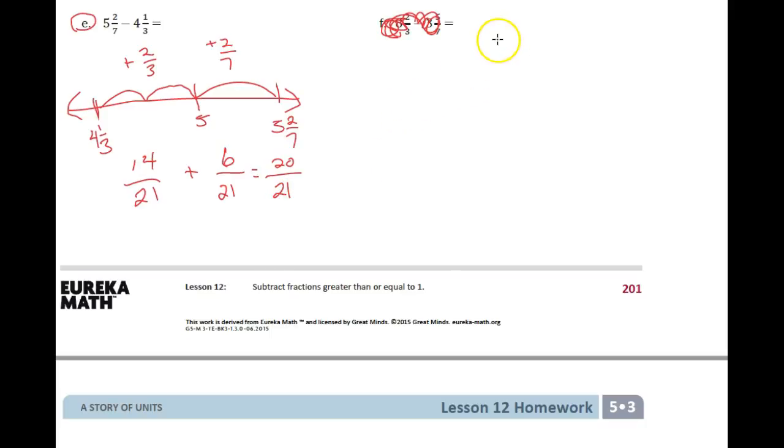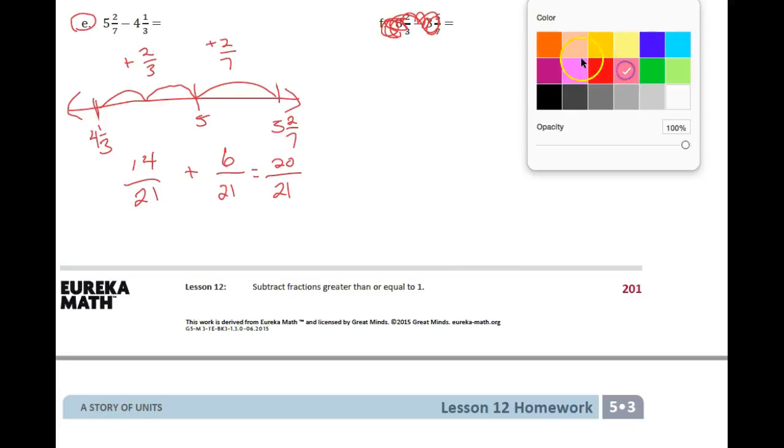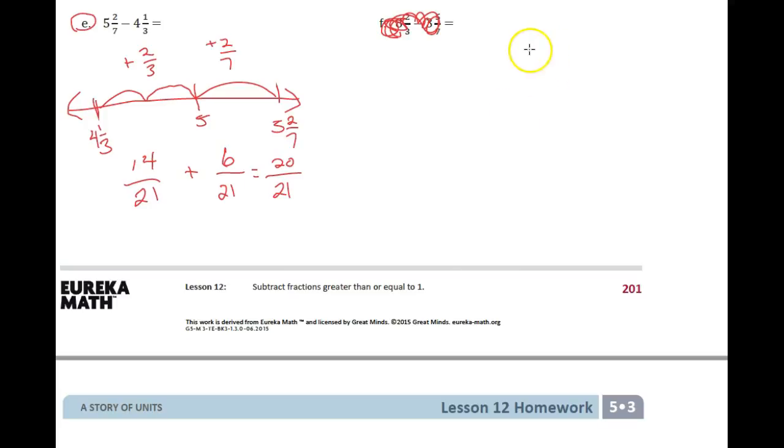Now let's do it parent style. Different color, just because. Let's go pink. This time, let's put the big one up top, just like when you do other subtraction. 5 2/7 minus 4 1/3 equals, we're carrying, making equivalent fractions. Keep your whole numbers, because we're not doing those yet.